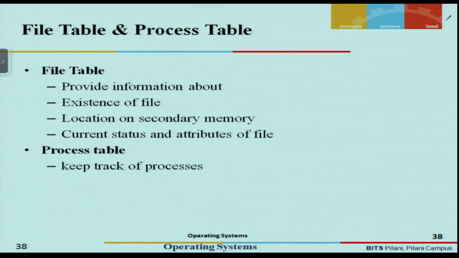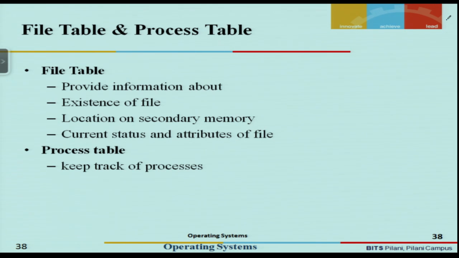File table. So another important table is the file table. The file table provides information about existing files and where these files are located on secondary memory, and the current status and attributes of the files, in terms of whether the file is open or archived, how many instances of the file are open, etc. This information is kept in a file table.